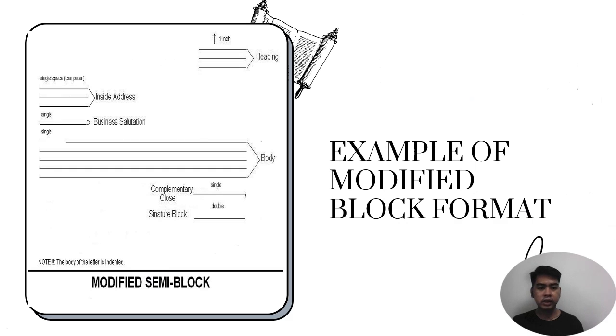So here is an example of a modified block format. In a modified block format, it is very similar to block format. However, the date, complimentary closing, and signature block begin toward the middle of the page, which we can also see in the example. And modified block also allows for optional paragraph indentation.